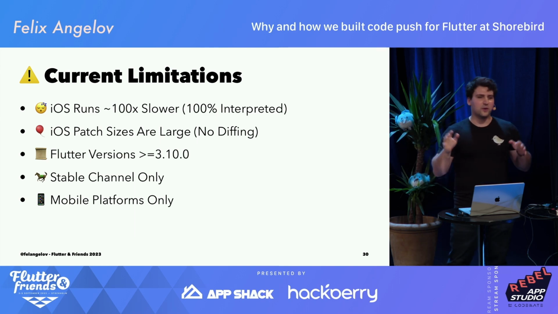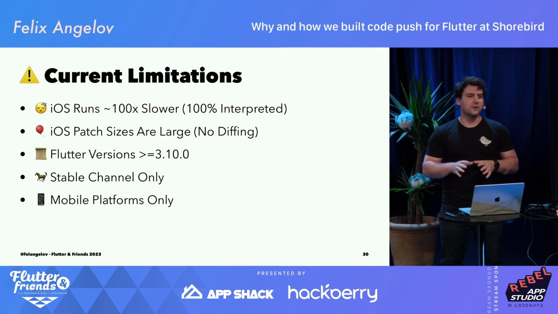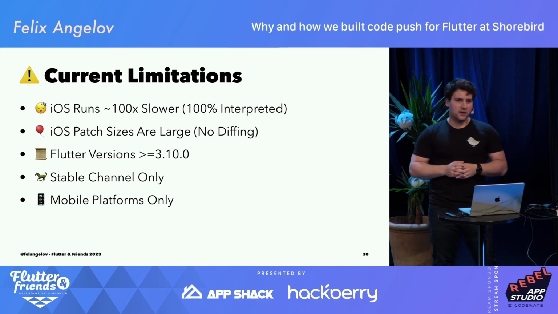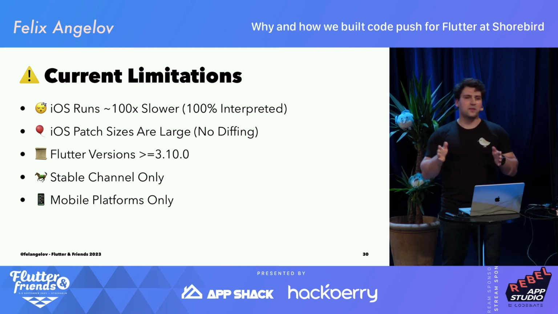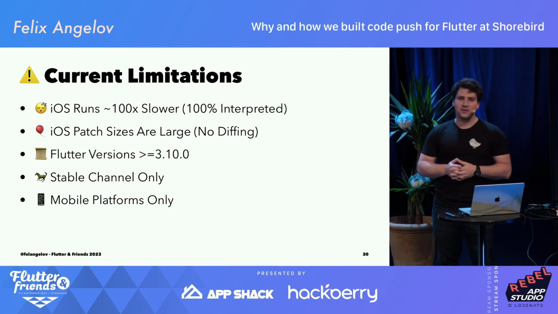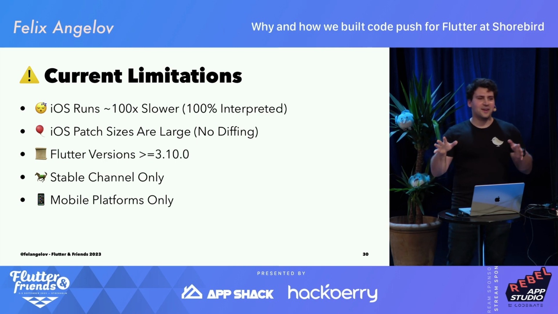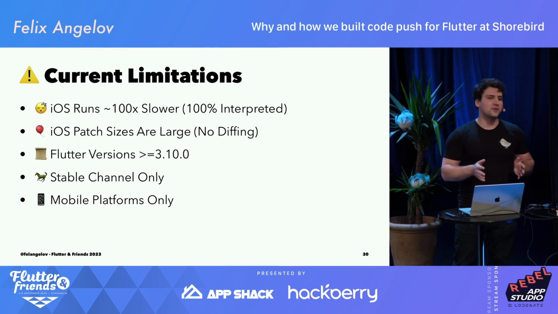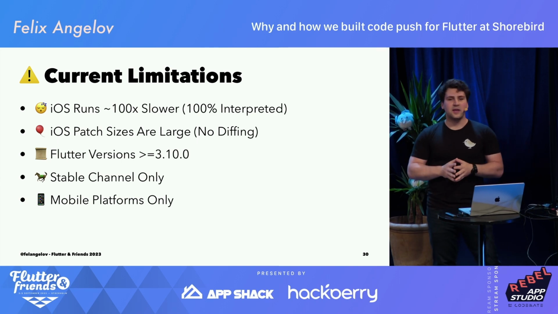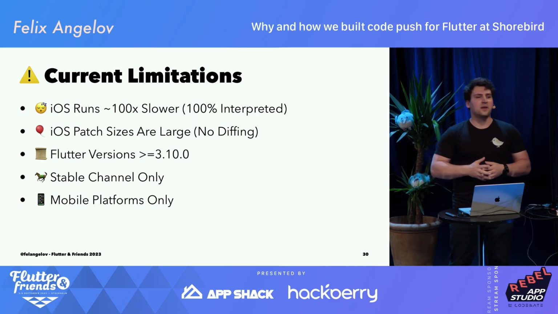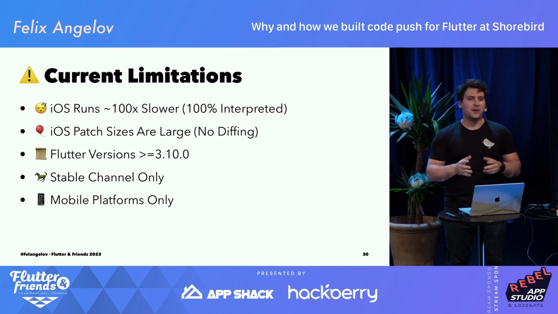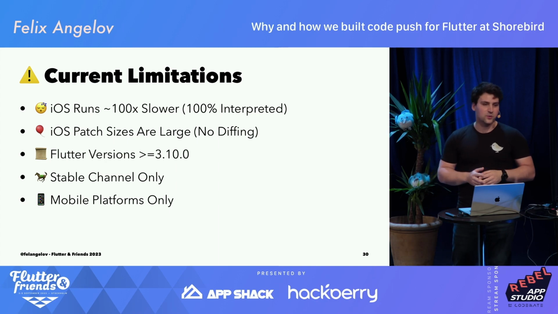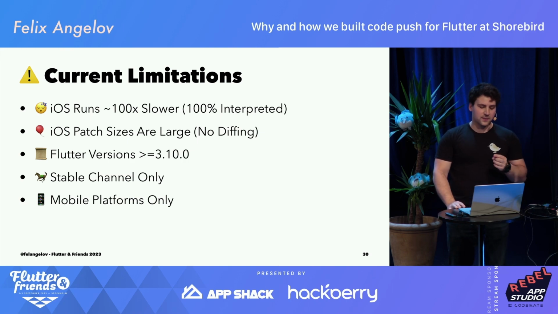That's because the code is 100% running in this interpreted mode, which I'll talk more about. We're working on improving that so that iOS is just like Android and runs at near native performance. But that's one of the biggest reasons why iOS is still in alpha. So before you add it to your iOS app, do some benchmarks and see if it works well for you. Depending on the app that you're adding Shorebird to, it might not be noticeable. But on apps that are really heavy with animations and lots of interactive experiences, you'll probably notice that it's quite slow. Also, the patch sizes, as I mentioned, are large because we're not diffing.